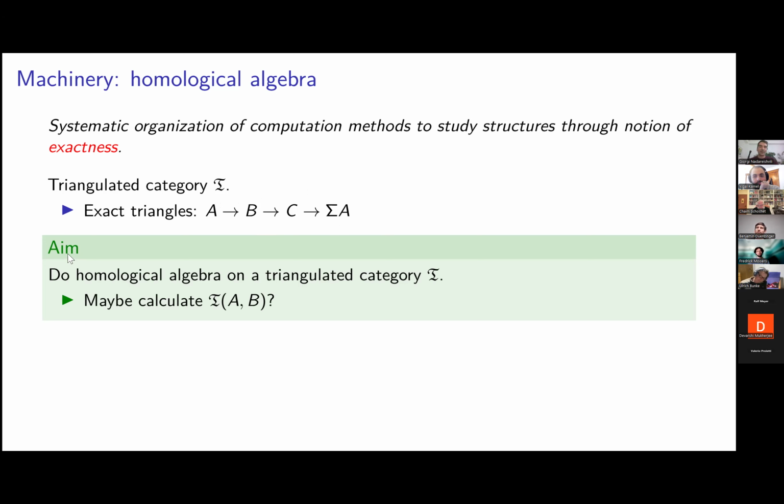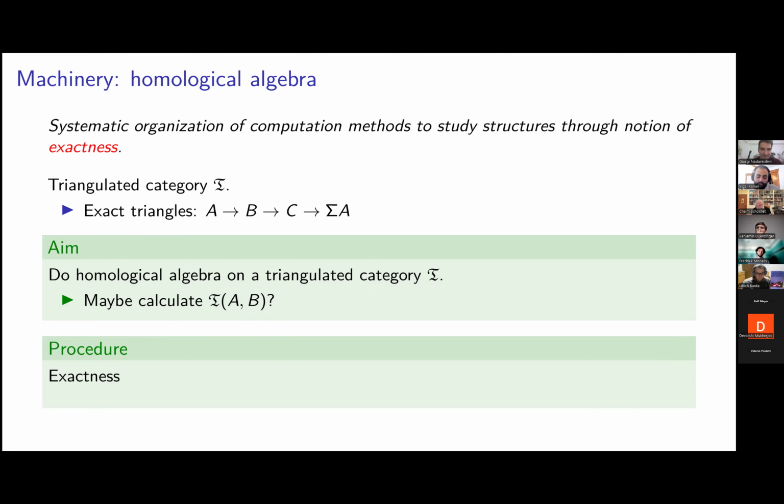And what my aim is now, that I have these candidates for short exact sequences in my triangulated category, is to define exactness somehow to do homological algebra. So I want to do homological algebra in T, and eventually, of course, as I defined it, this is a computation method, right? So I want to maybe compute the hom groups in my category, which is the most important thing you probably want to compute in a category that we're looking at here, right? So this is what my aim is.